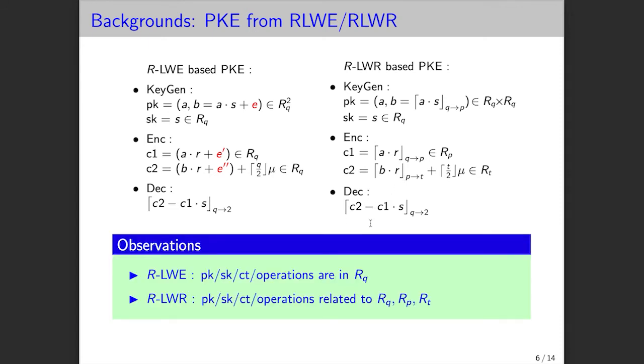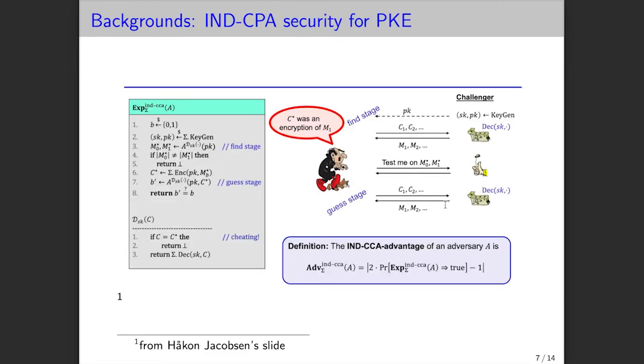We observe that the public keys, secret key, ciphertext, and other operations in the RLWE-based PKEs are in R_Q, but in the RLWR-based PKEs, they are related to many other rings, like R_P, R_T. That is the difference. So the security proof also has some differences.